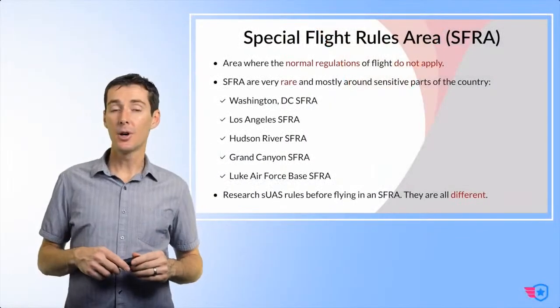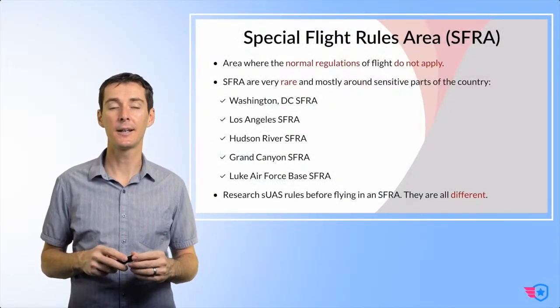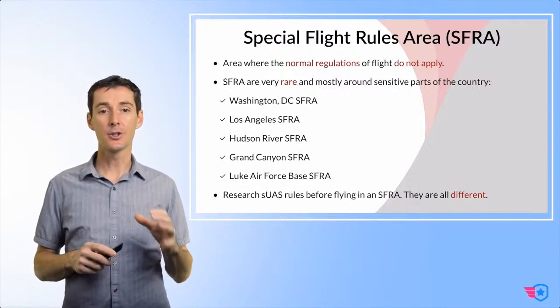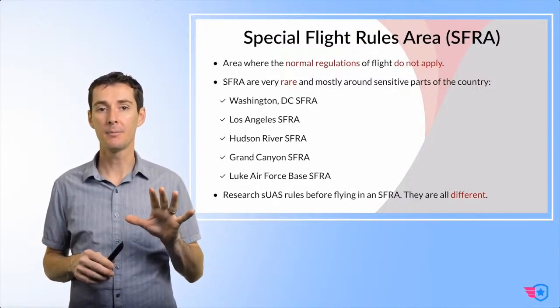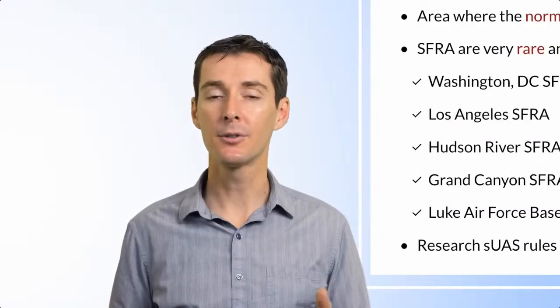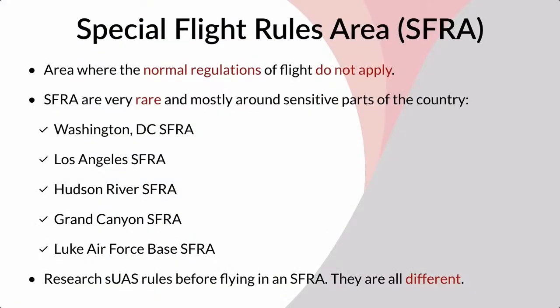This takes me to this very specific flight area right here, which is called a Special Flight Rules Area, SFRA. There's only a few of them in the country. There's maybe like a handful, like less than 10. And these are areas where normal regulation of flight do not apply. These are very rare. There's going to be one in Washington, D.C., as you can imagine, very sensitive there. There's going to be one in L.A. because it's a really big town. There's going to be one over the Hudson because there's a lot of traffic there. There's one in the Grand Canyon because the Grand Canyon is regulated that way. And then there's one over Luke Air Force Base, okay?